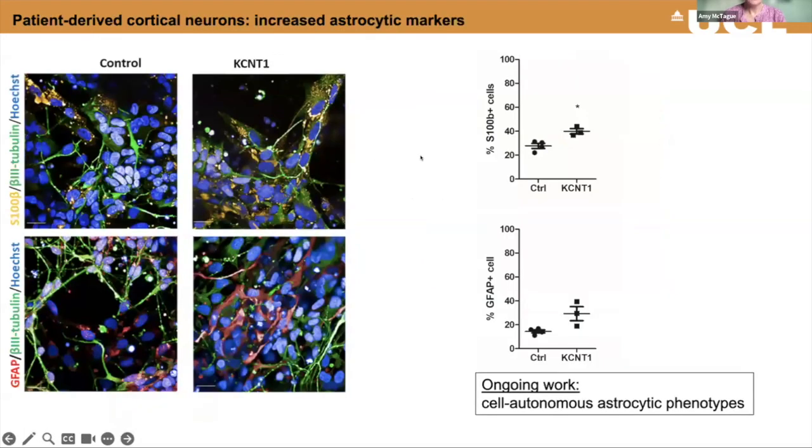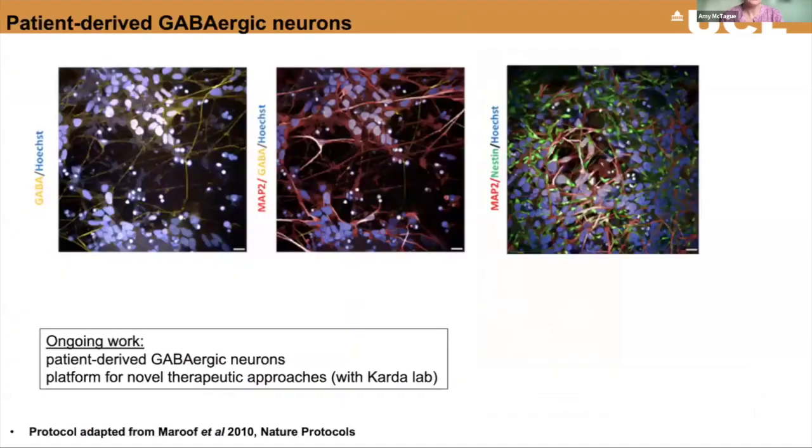What we can also see is that we do seem to get a bit of an astrocytosis, an increase in astrocyte production in the patient-derived cortical cultures, with an increase in S100 beta, which is a marker of astrocytes. We've got some ongoing work in the lab looking at some cell autonomous astrocytic phenotypes which have emerged, meaning that even in pure astrocyte cultures, we see some differences between the patient lines and the control lines. We're now exploring these more in co-cultures, and we'll have more information on these shortly.